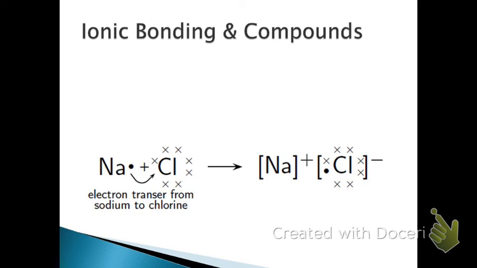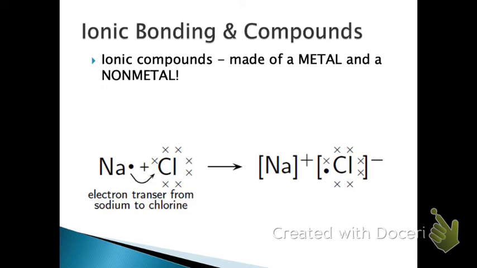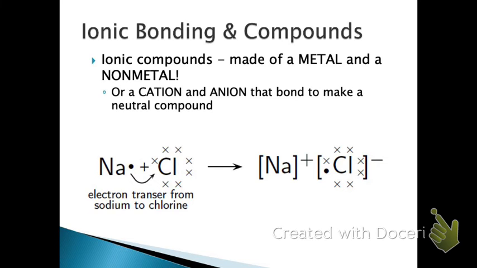Ionic compounds. Remind me, what type of atoms are contained in an ionic bond or an ionic compound? A metal and a nonmetal. Very good. Okay, they are made of a metal and a nonmetal. Or another way you could say it is a cation and an anion. That's the other way you could say it, right?